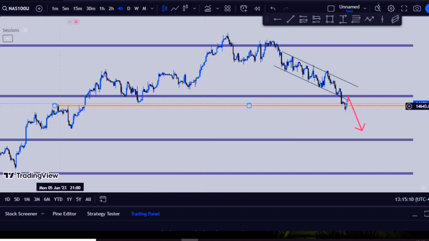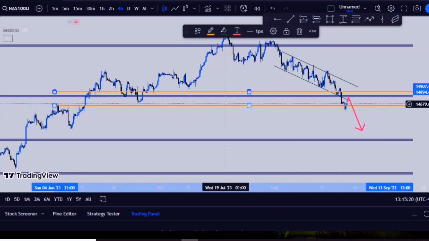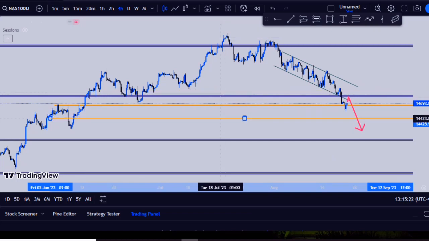And you can see tap, tap, tap, tap here, the same thing, and the market is reacting to that area again. Where is the next support level here? I think this one.